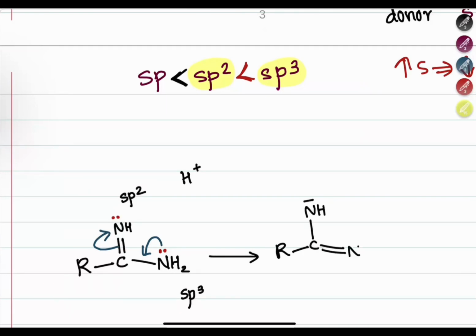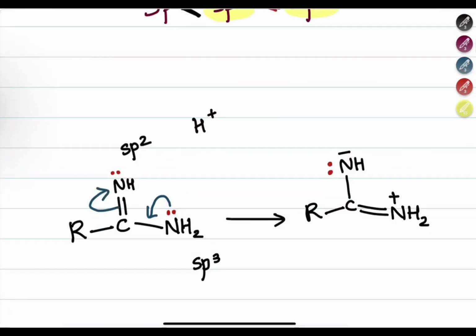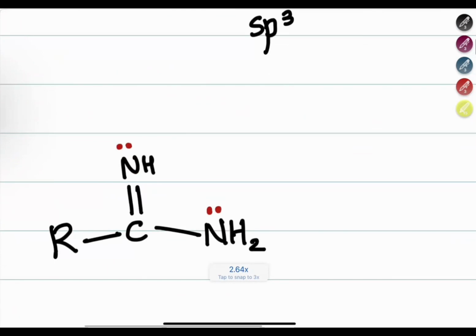Now a double bond will come between this carbon and nitrogen, and a positive charge will come on this nitrogen. If you look at this nitrogen, there is no lone pair, because that lone pair took part in the conjugation and formed a double bond between this carbon and nitrogen. But the second nitrogen, that is this nitrogen, still has its lone pair. This lone pair is not taking part in the conjugation. In this molecule, 2 types of lone pairs are present, that is this lone pair and this lone pair.